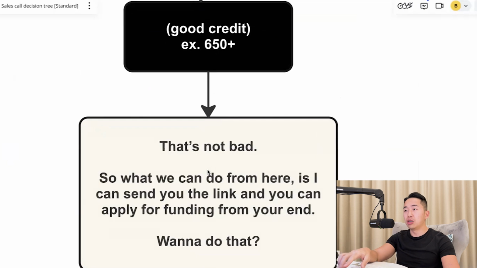Want to do that? Okay. Now, we don't want to get all excited. Oh, you'll definitely get approved for that. Right. So even if they have a 700, 800 credit score, what you don't want is, oh, you're going to get approved. You don't want to do that because they could still get denied.